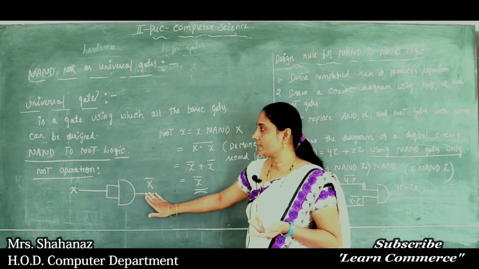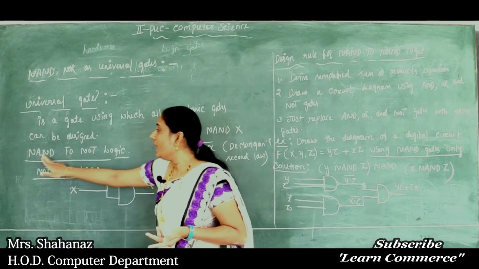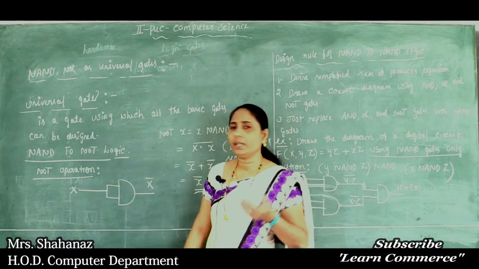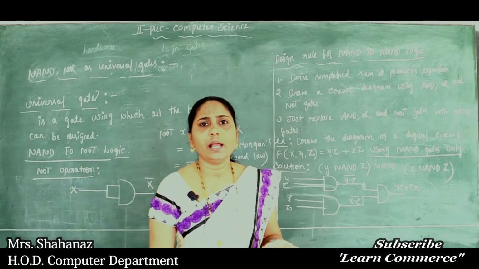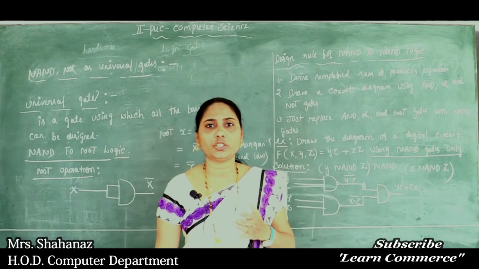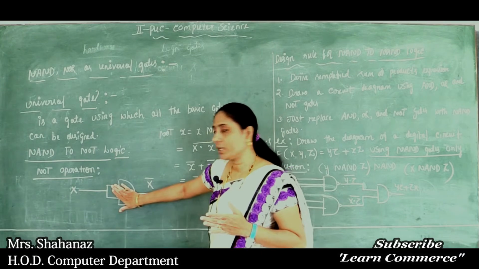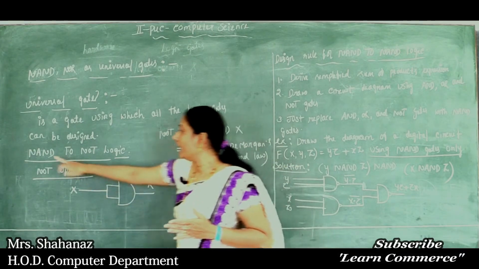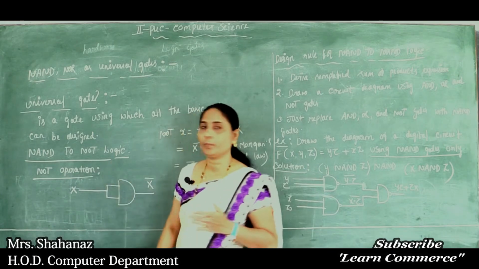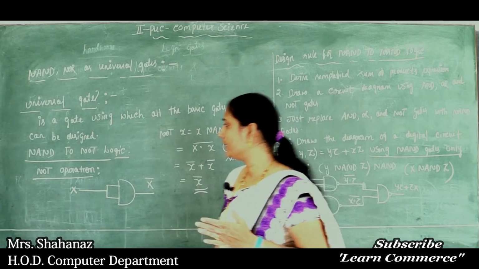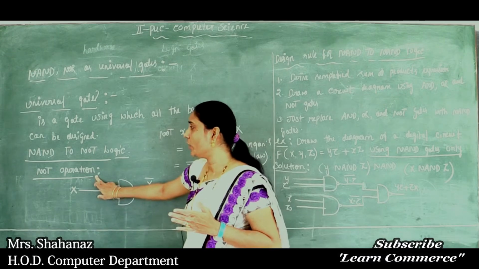Now let's go to the next thing: NAND to NOT logic, NAND to AND logic, and NAND to OR logic. But the NAND to NOT logic is very important. Clear this point here. This logic, the NAND to NOT logic, is a very important question. So now I am going to complete the operation.